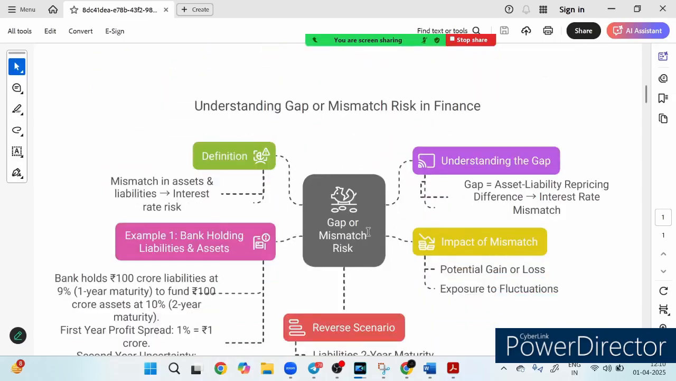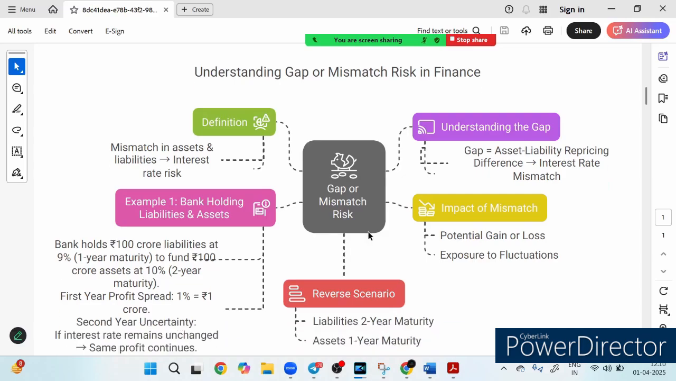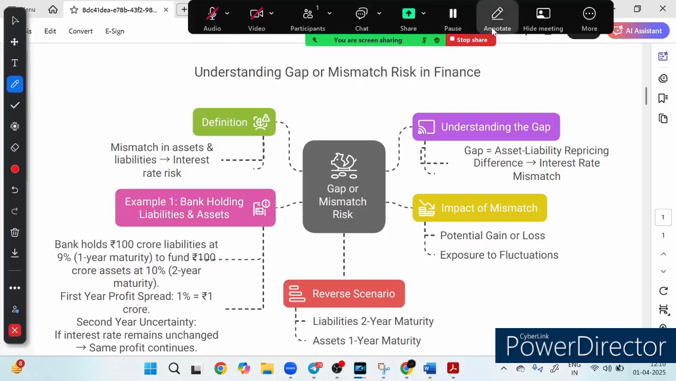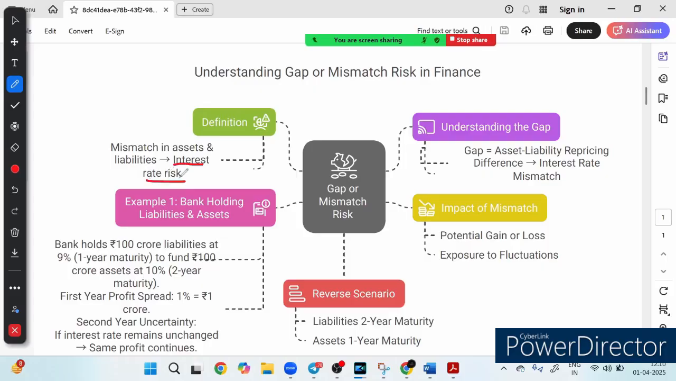So now let's switch our focus to understanding gap or mismatch risk in finance. What is the meaning of this gap or mismatch risk? Let's uncover. So friends, banks deal with assets, that is loans, and liabilities, that is deposits. But when their maturities don't align, it creates interest rate risk. I told you earlier that asset means loan and liability means deposits, and a mismatch in maturity gives rise to interest rate risk, right?